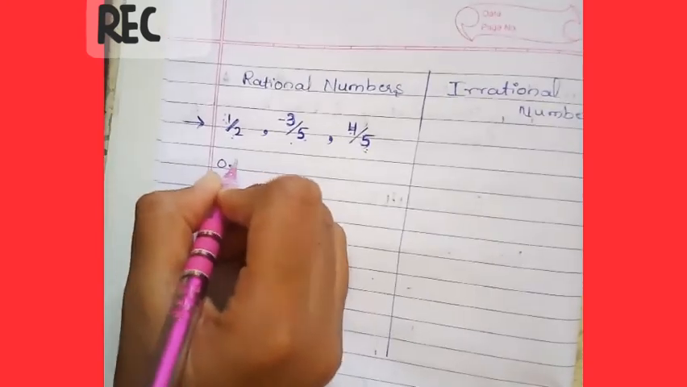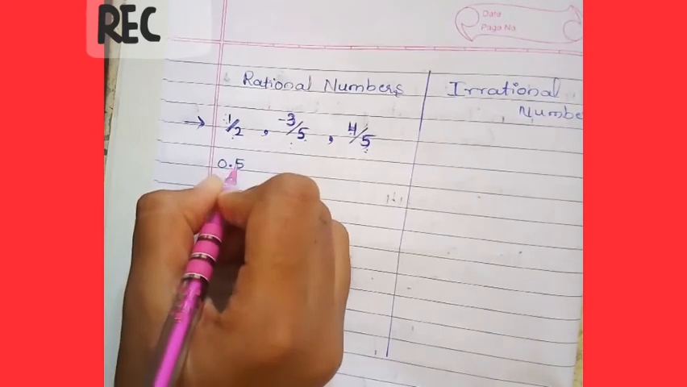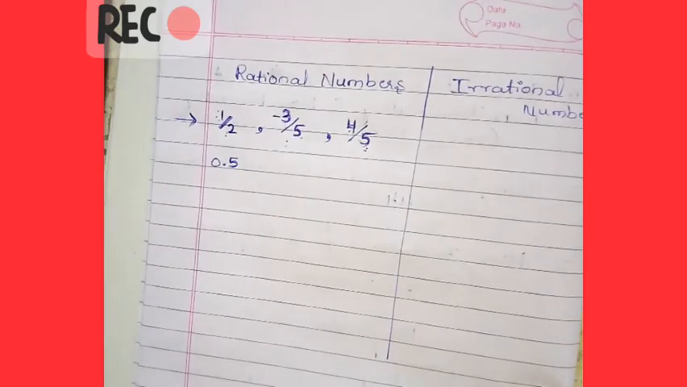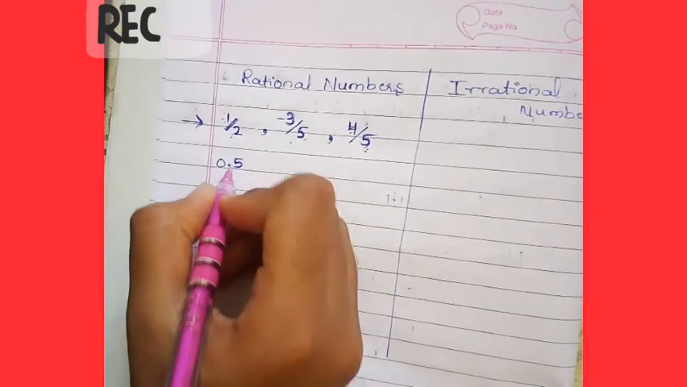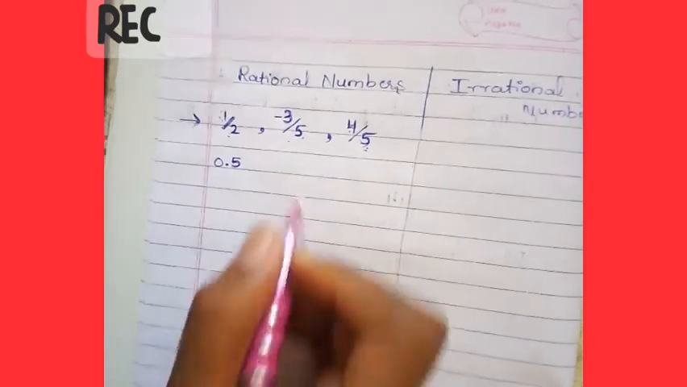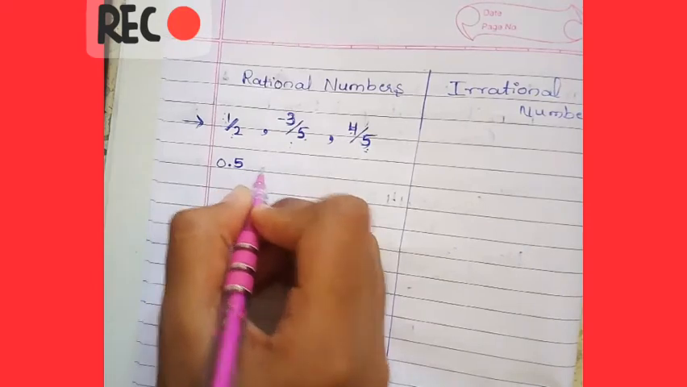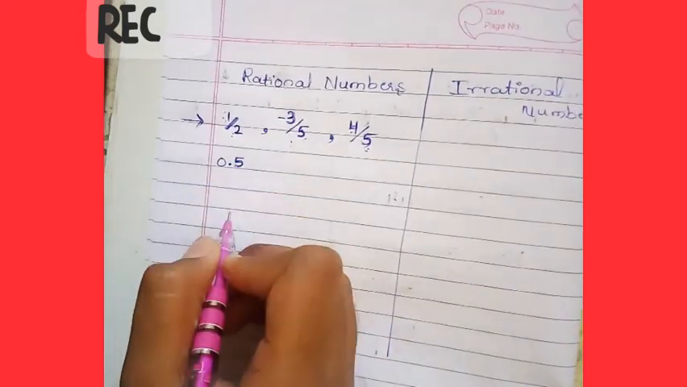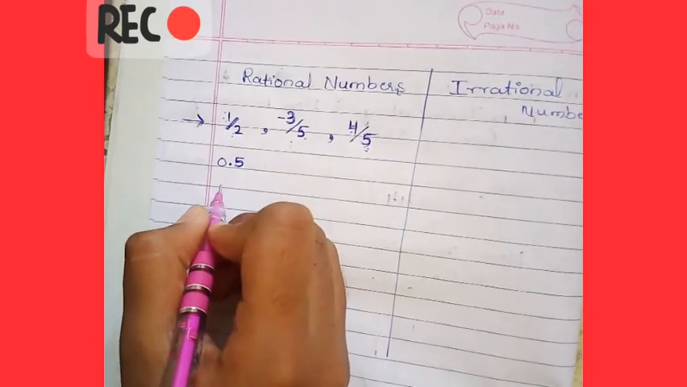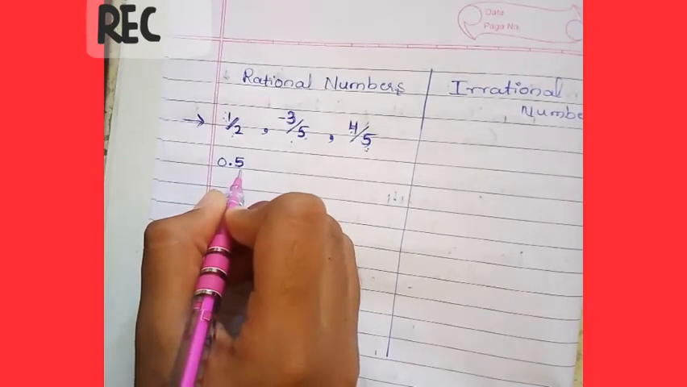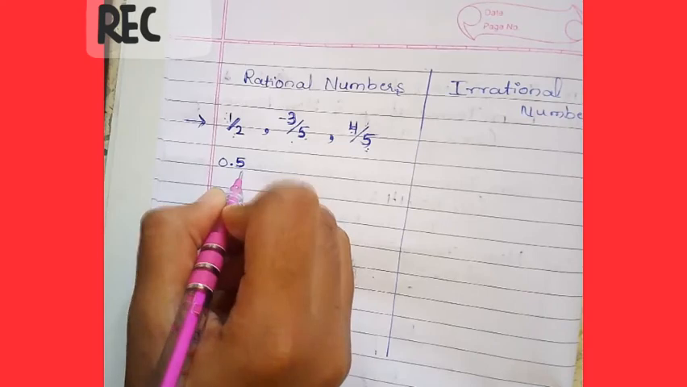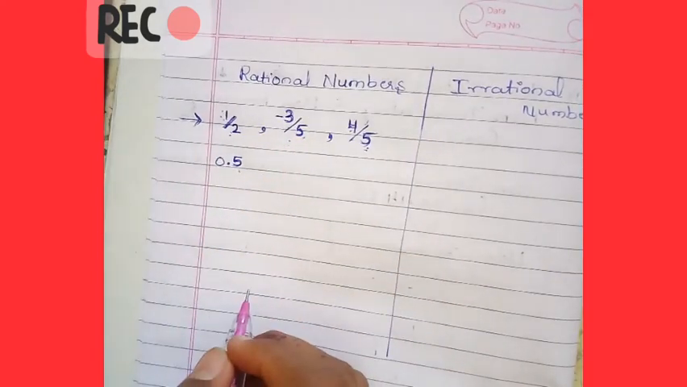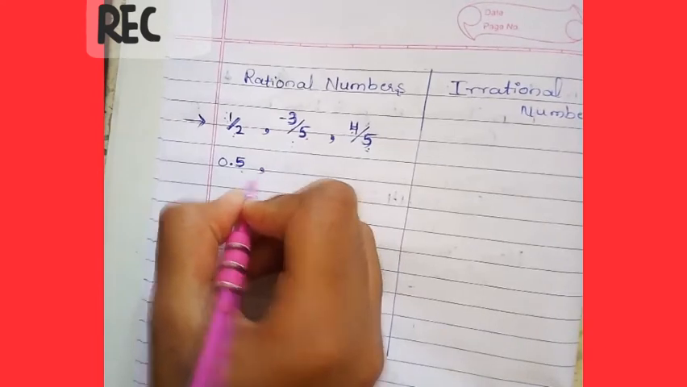0.5. Is this a rational number? Why? Because it is a finite number after the decimal point, which means we can count it. So this is also verified as a rational number.